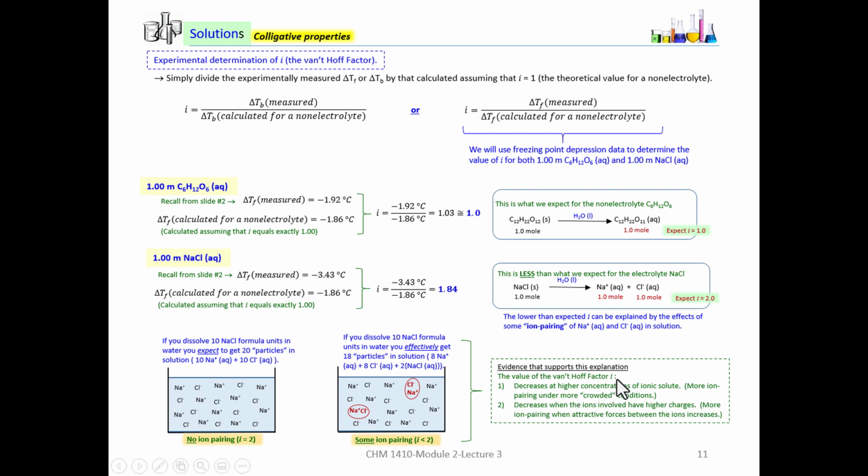The Van't Hoff factor also seems to be lower than you'd expect when the ions have higher charges. So we'll see some data on the next slide, but if these ions here had even higher charges than +1 and -1, there's even more motivation for ions to pair up and lower the number of particles, thus effectively making the Van't Hoff factor even lower. Let's look at some experimental data.